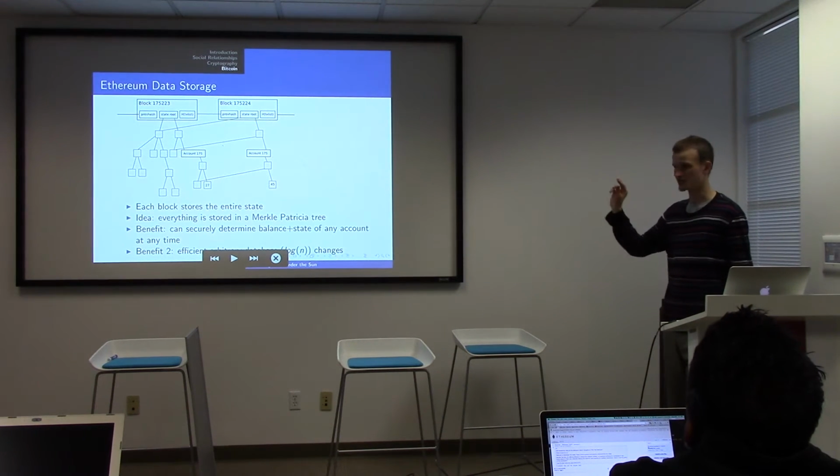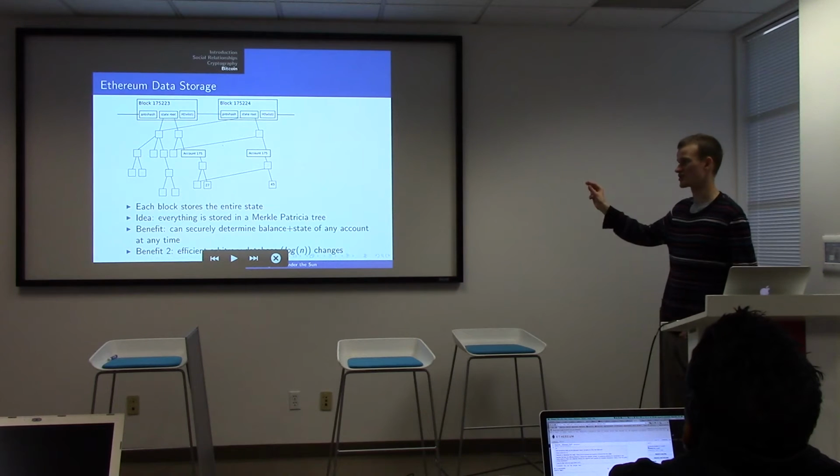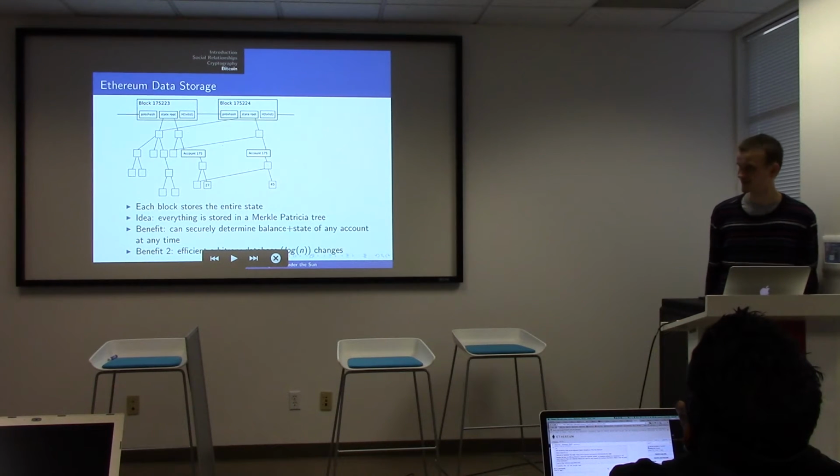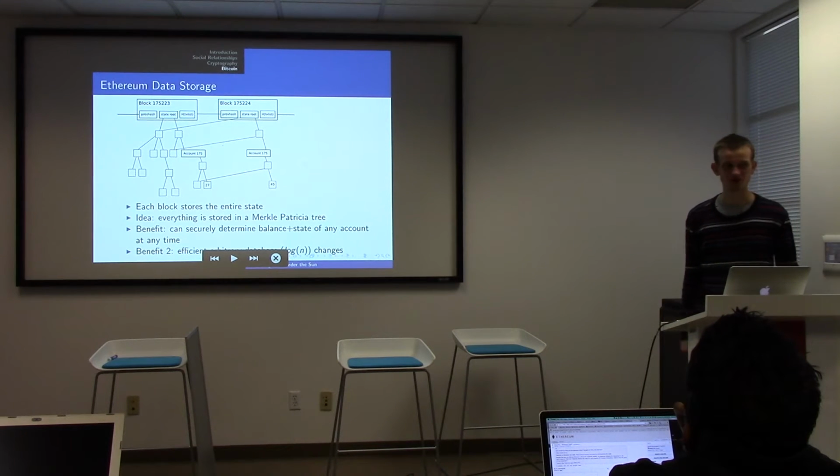So at every step, you only need to store the changes. You don't really need to store everything. So that's basically a key reason why the Ripple database is a terabyte and not a petabyte, I believe. And Ethereum is doing this as well, of course.